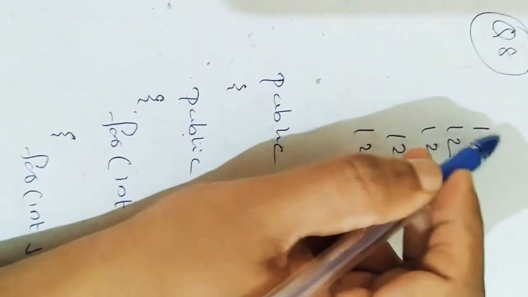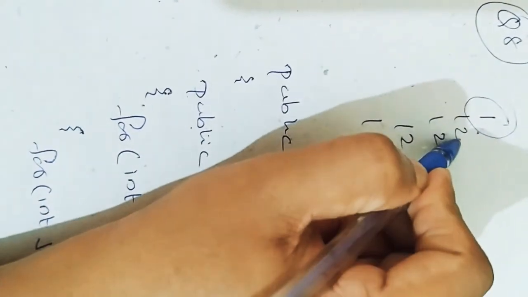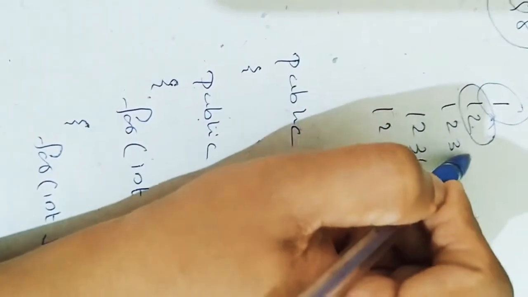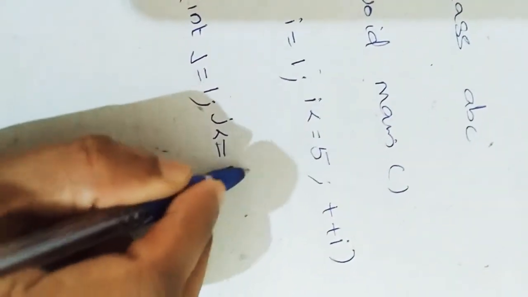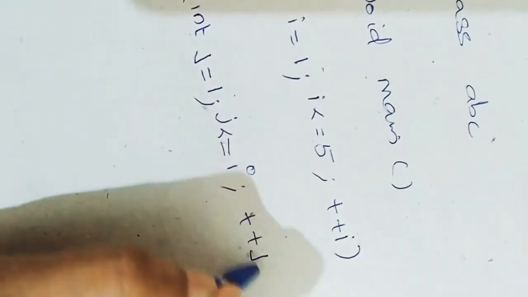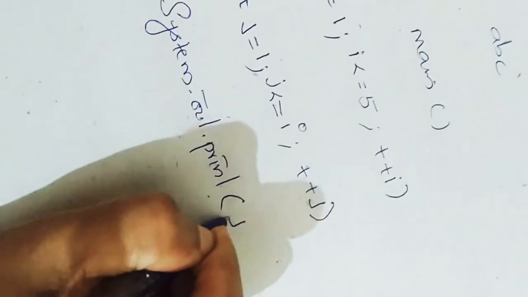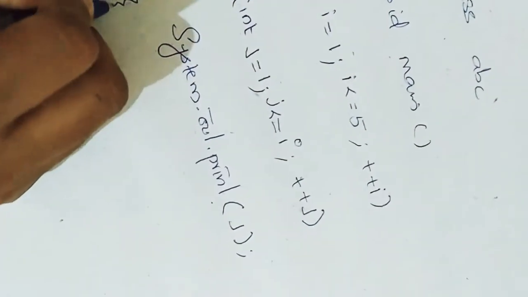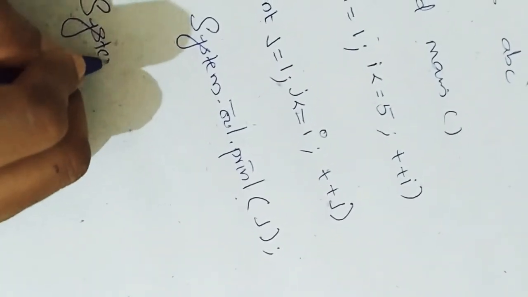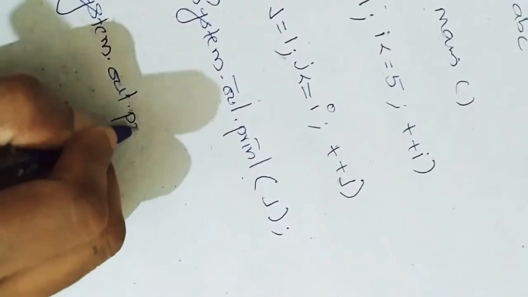While giving the condition, see, when i is equal to 1, j is printing 1 time. When i is equal to 2, j is printing 2 times. When i is equal to 3, j is printing 3 times. So your condition will be j less than or equal to i. Inside your loop you will write print j, and after the inner loop closes, inside the outer loop you will write println.